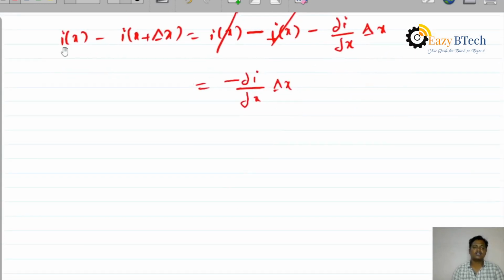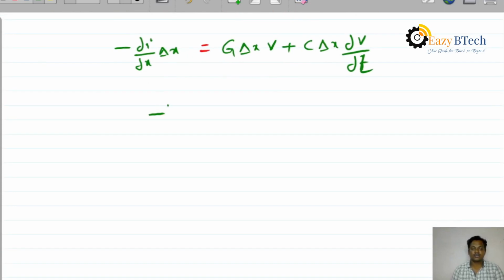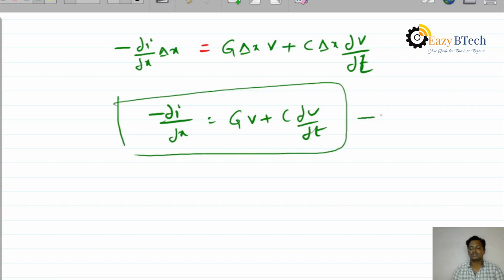This leakage current in that small length, minus dou I by dou x into delta x, is due to the conductance into V plus C delta x dou V by dou t. Therefore, minus dou I by dou x equals G V plus C dou V by dou t. This is equation 2.